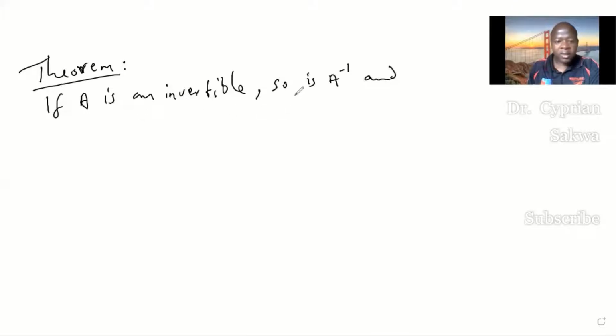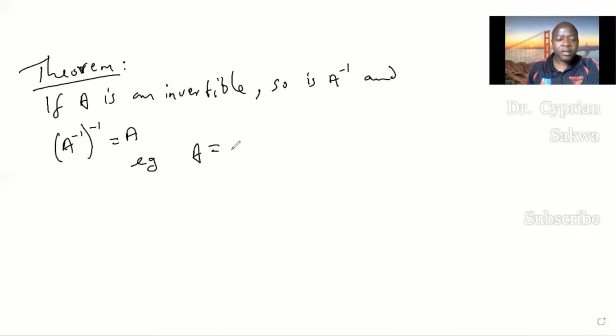And therefore, the inverse of A inverse would be A. So what I'm saying is that if the inverse of A exists, then the inverse of A inverse also exists, and therefore the inverse of A inverse is just A. Let me just show you an example.